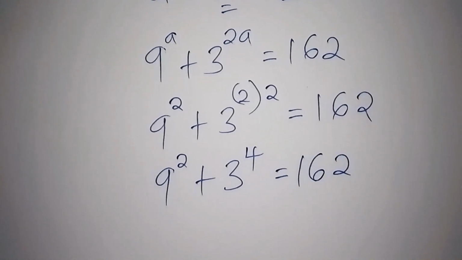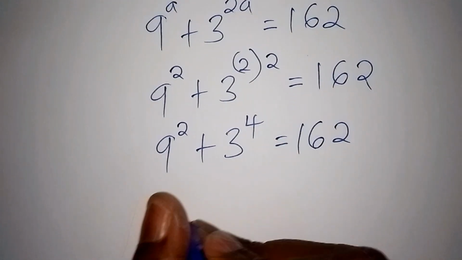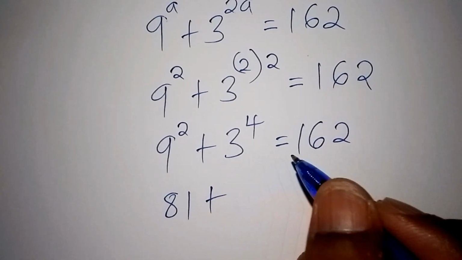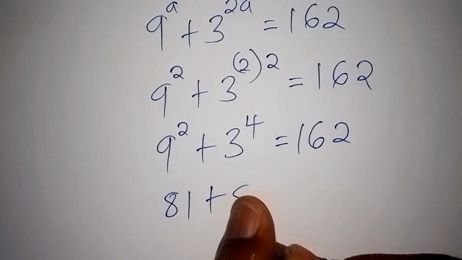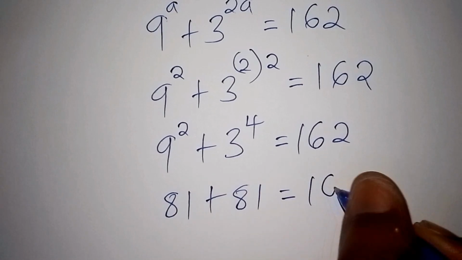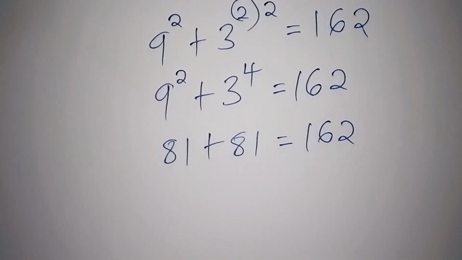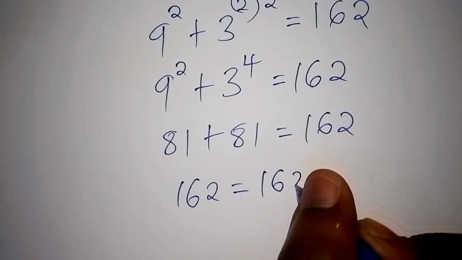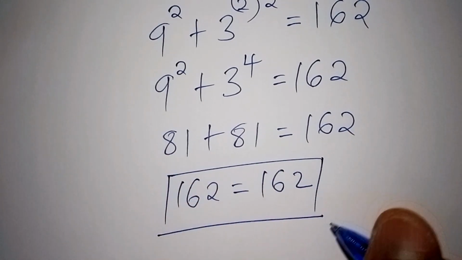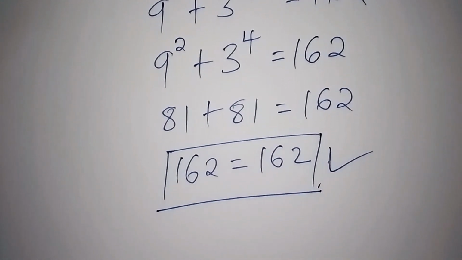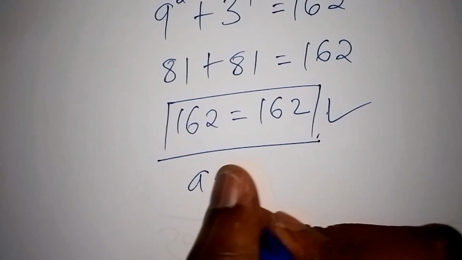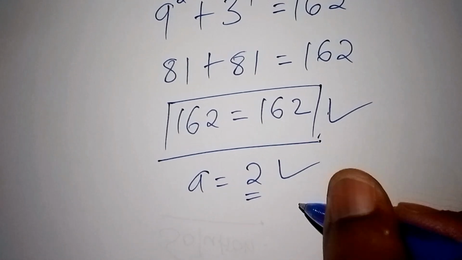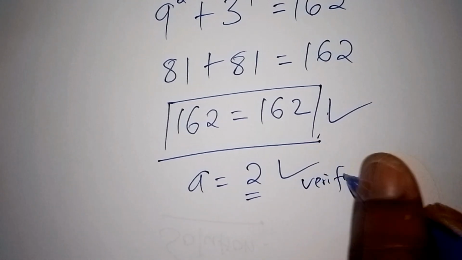So 9 to the power of 2 is 9 times 9, that is 81. Then plus 3 to the power of 4, which is 3 multiplied by 3 by 3 by 3, that is 81, is equal to 162. So 81 plus 81, we shall have 162 is equal to 162. This means that we are very correct when we conclude by saying that our value for a is equal to 2. That is the correct answer. So in short, this is the verified answer.